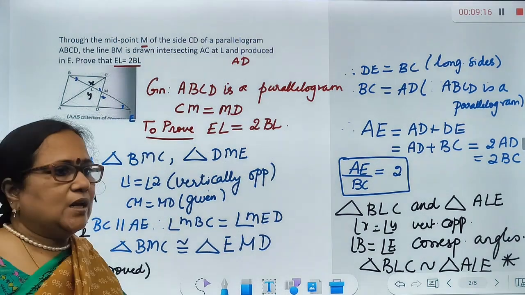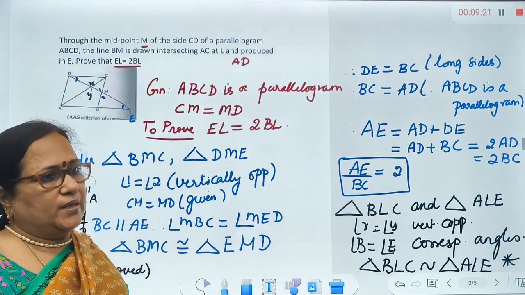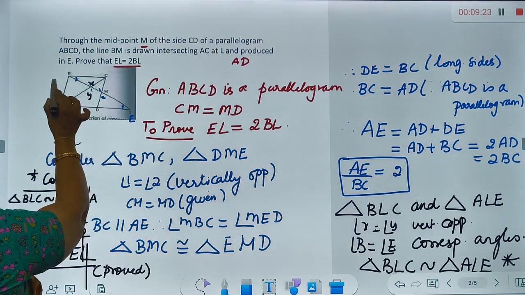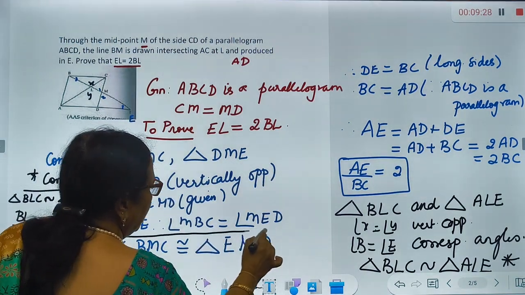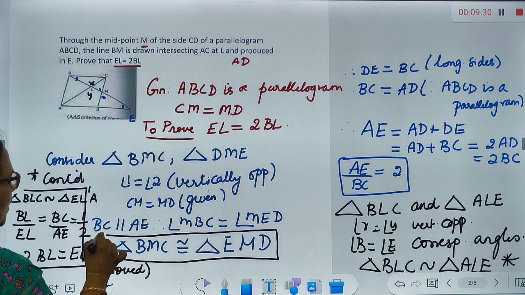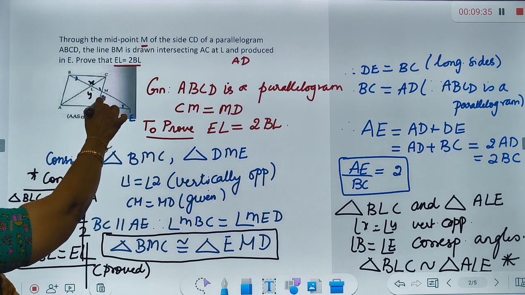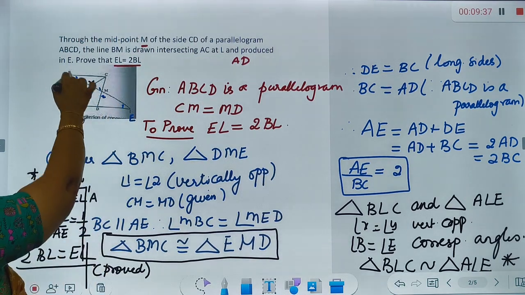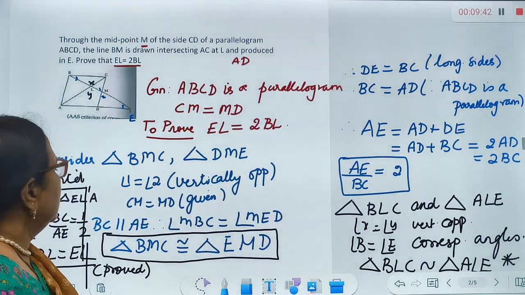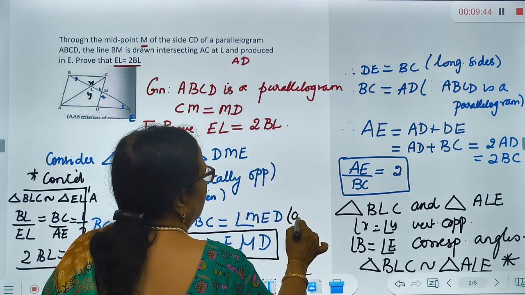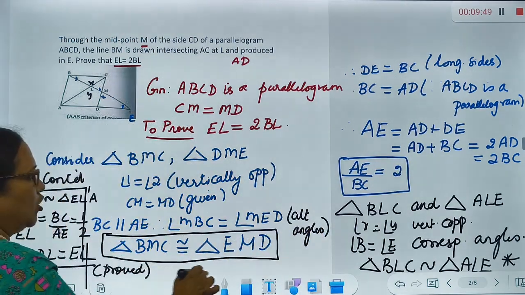Okay, it's a slightly tricky sum, because we are using concepts of congruence and similarity. First we prove that triangle BMC and triangle EMD are congruent. Why are they congruent? CM is equal to MD, given. Angle 1 equals angle 2, vertically opposite. Angle B equals angle E, alternate angles. So the two triangles are congruent.